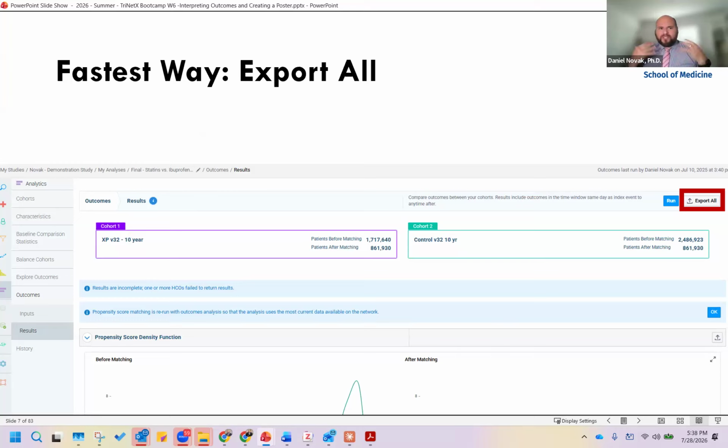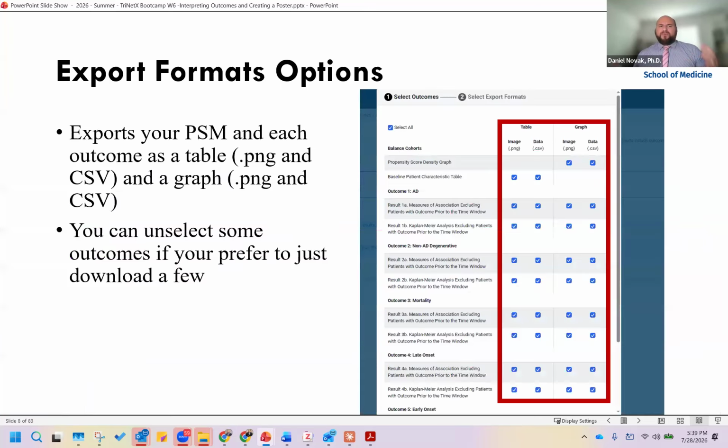So once you've completed your analysis, here you can see my final statins, and we used ibuprofen for one version of this as a control group. And we want to export this into a format that we can archive and hold on to.